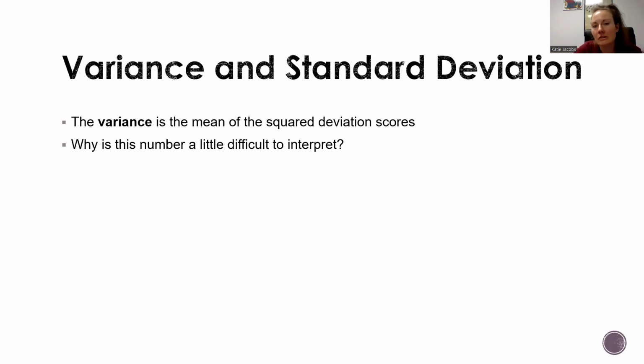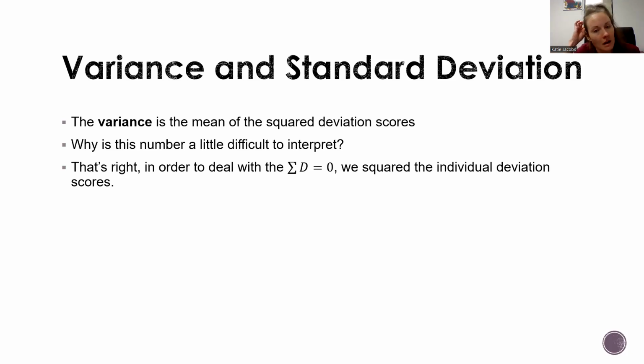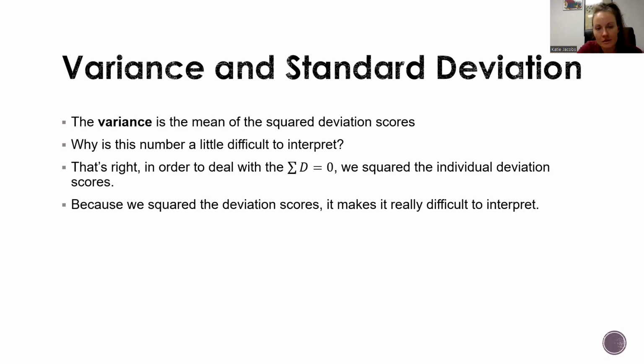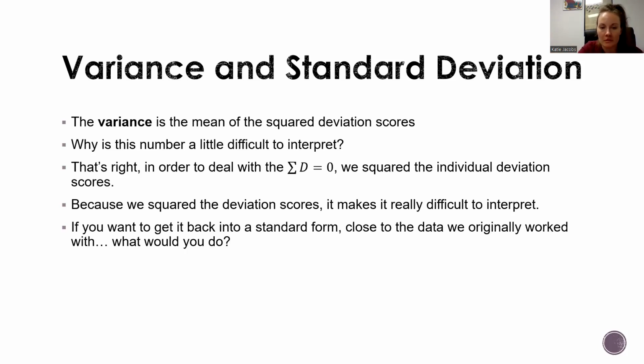Why is this a little difficult to interpret, though? It's hard to interpret because we squared those individual deviation scores. When we added up the deviation scores before, the positives and negatives made it equal 0, and we couldn't do anything with that number. And so because we squared those individual deviation scores, it makes it really hard to interpret. That's why I think variance is the hardest to understand out of all of our measures of variability that we're learning. All right.